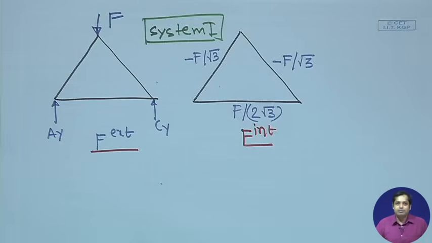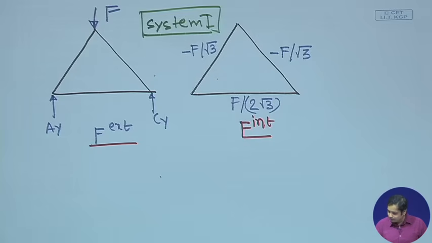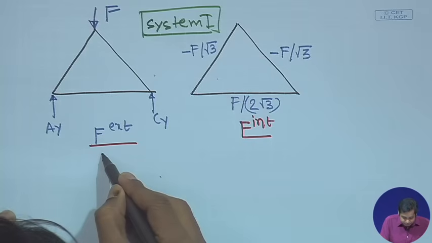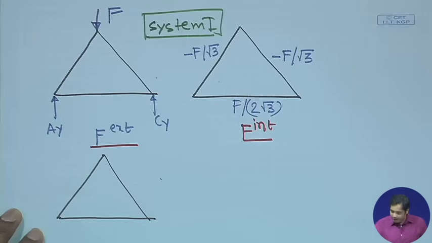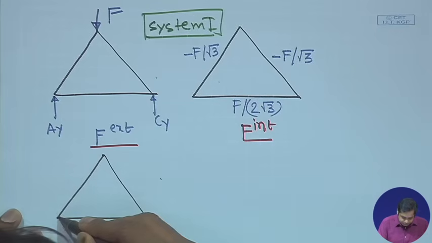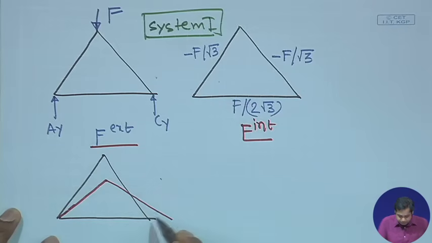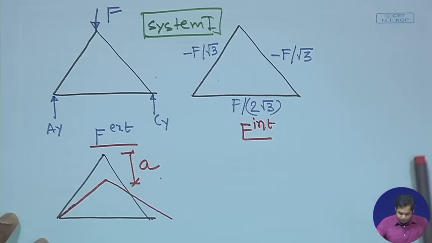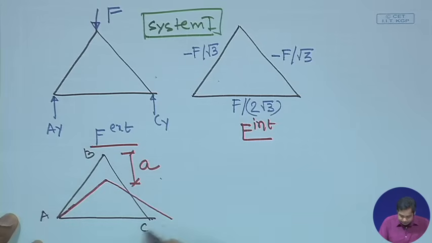This is system 1. Now, let us find the corresponding displacement field. So, this was the actual structure, and then the displacement was this. This distance is A. This is A, B, C.